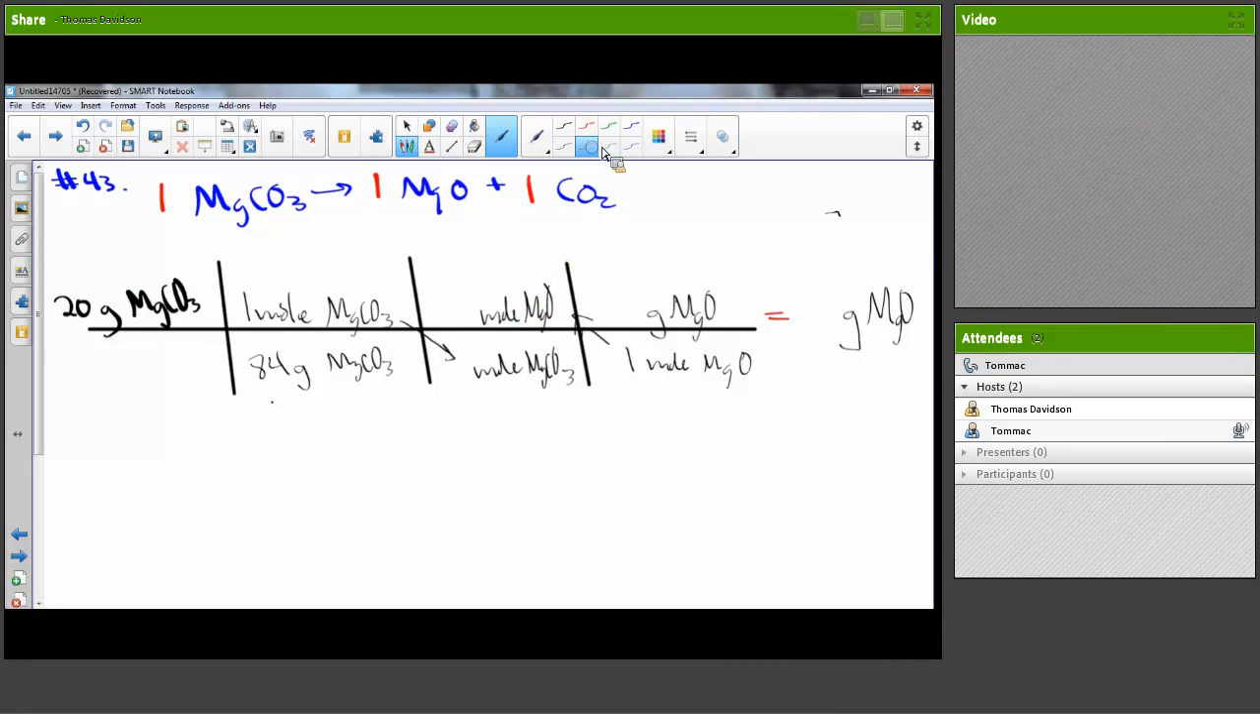Now I got to fill in the numbers. I'll put those in red. So the balancing is easy. It's a 1, it's a 1, and this one wasn't hard, was it? Was this 40? Yeah. So now I do some magical math, and it's 9.5 grams of MgO. Who had 9.5? Raise your hands.